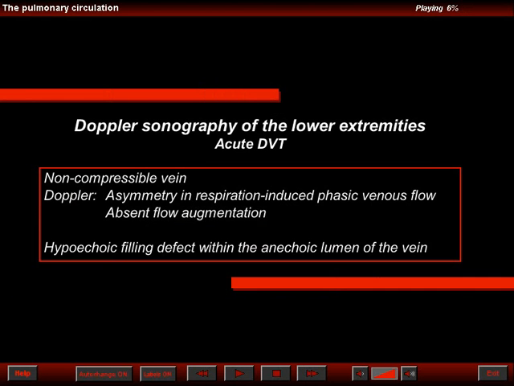Acute deep venous thrombosis on Doppler sonography of the lower extremities is characterized by a non-compressible vein. By Doppler examination, there is asymmetry in respiration-induced phasic venous flow, and there is absent flow augmentation. Hypoechoic filling defect within the anechoic lumen of the vein is another finding.